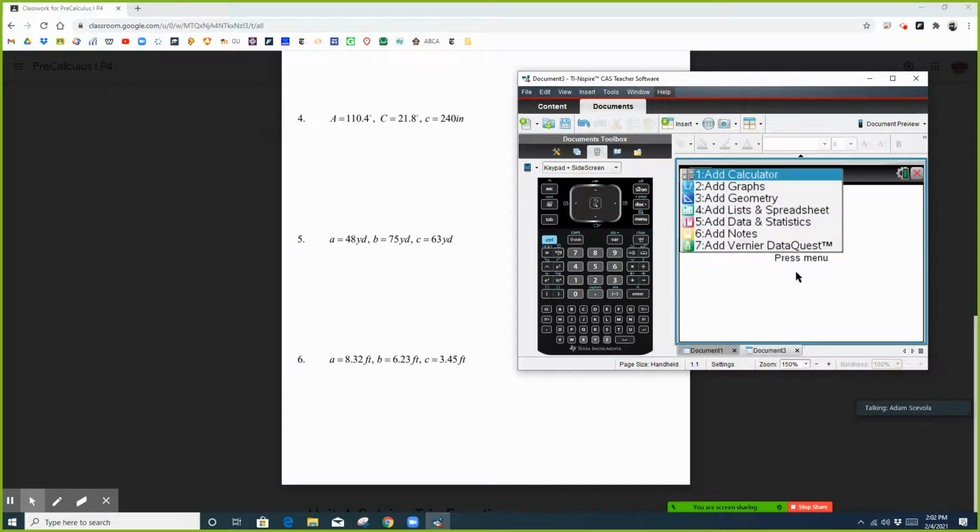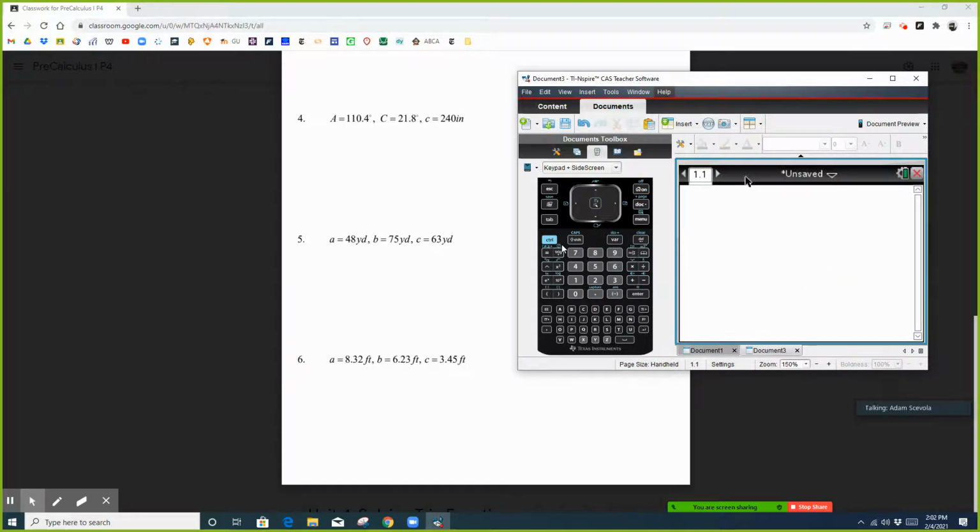First we have to find the semi-perimeter. We're going to get that by adding up all the sides, so 48 plus 75 plus 63, and dividing by 2. So the perimeter would be 186, and half of the perimeter would be 93.